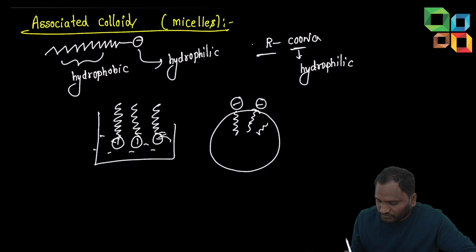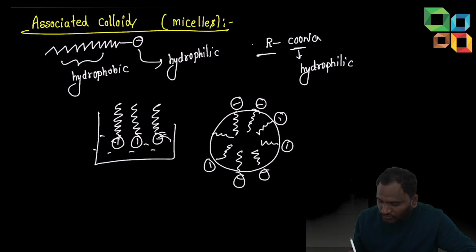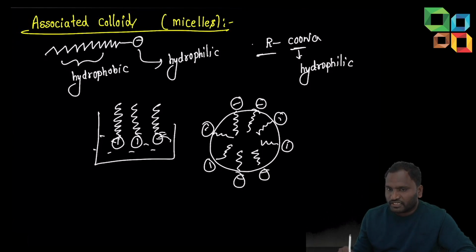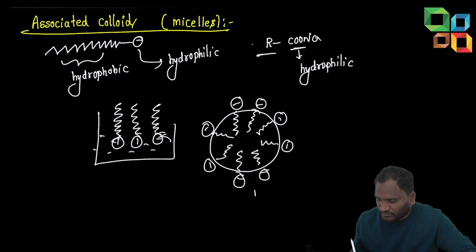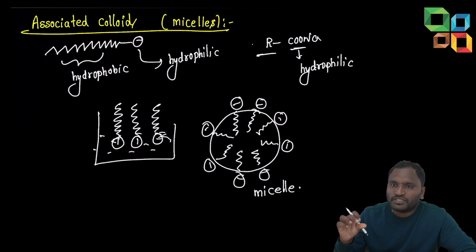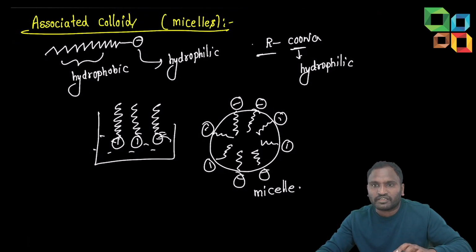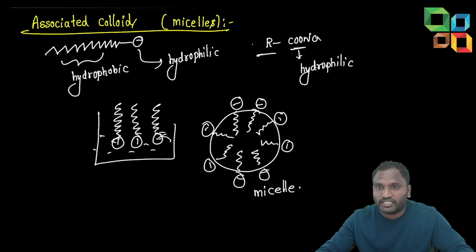Now the hydrophobic part went inside the water, meaning the hydrophilic part pulled the hydrophobic chain inside the water. Now the cyclic formation is there. This is called micelle. It happens only after reaching the critical micelle concentration. In the first case, it was acting as an electrolyte. Now it is acting as a micelle.